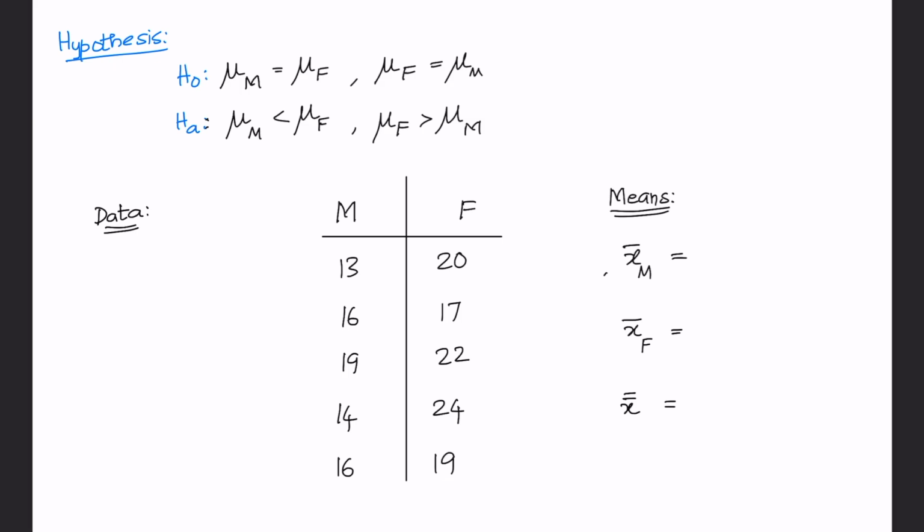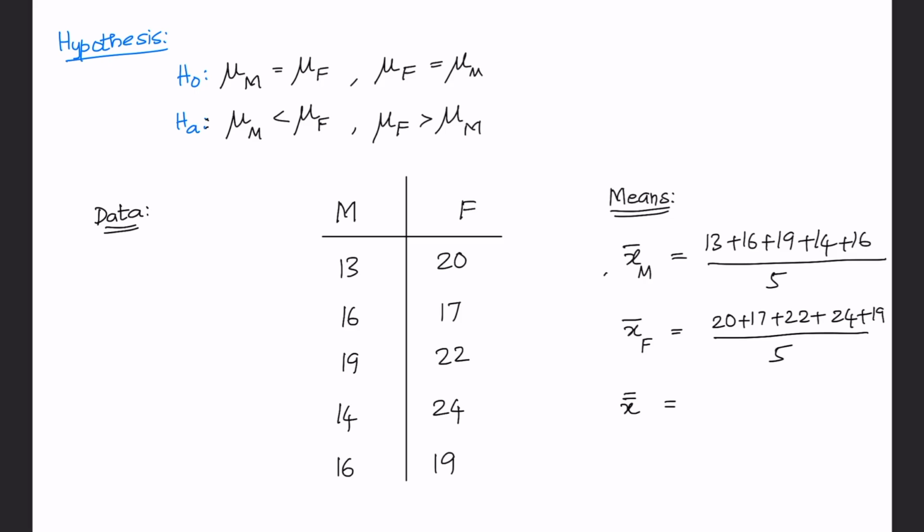So you have 13 plus 16 plus 19 plus 14 plus 16 divided by 5, and you also have 20 plus 17 plus 22 plus 24 plus 19 divided by 5. Again, you have x double bar, which is the sum of all the observations that we have right here.